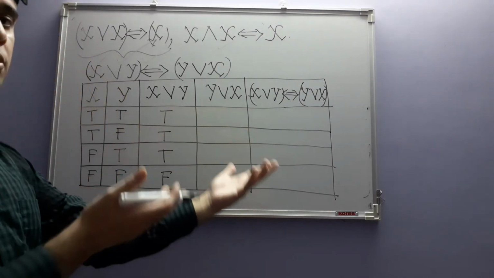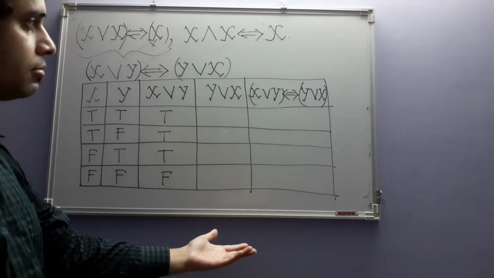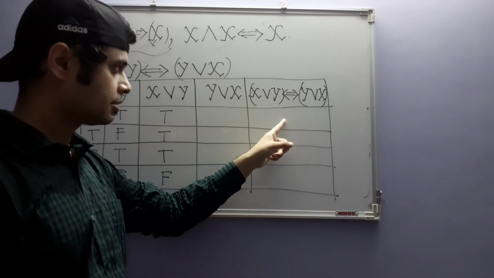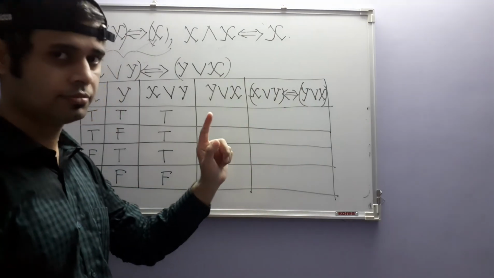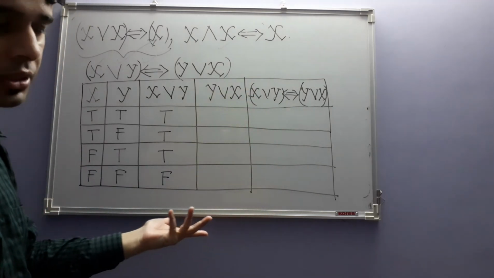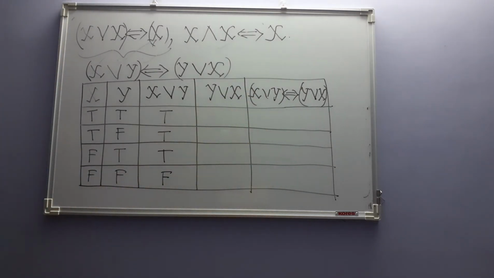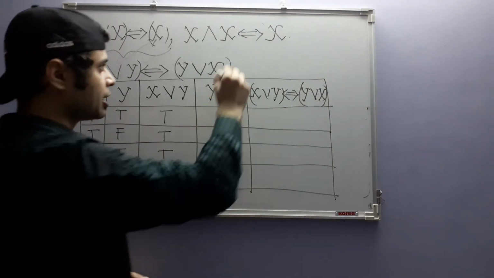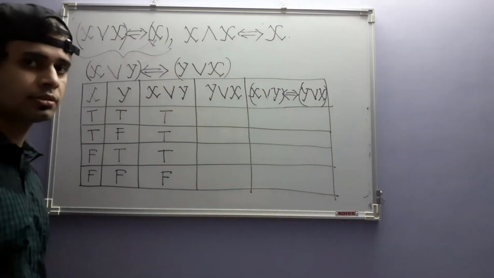And I leave the rest to you. You will see that this will always be true. So we have equivalence, and we have proved one of the commutative laws. One can similarly prove that conjunction one, and similarly one can prove the associative laws.